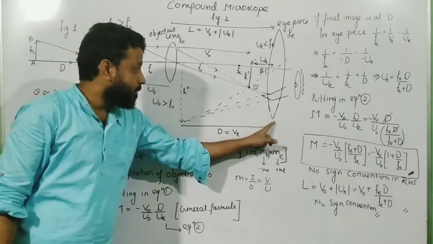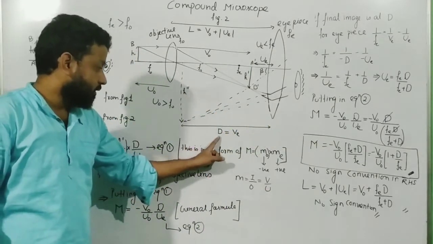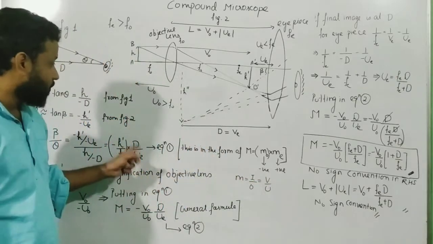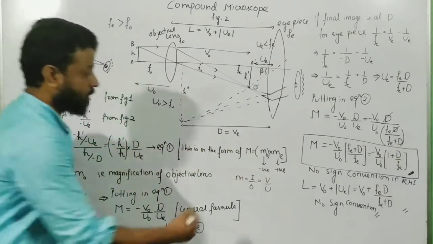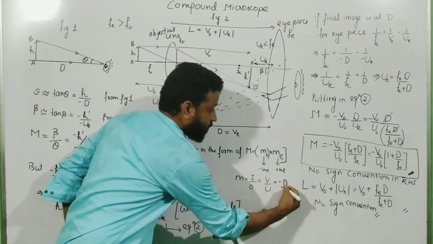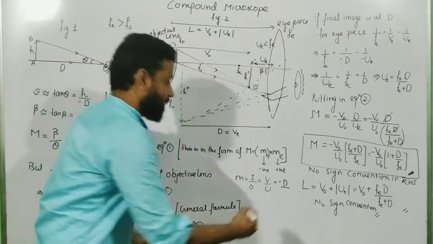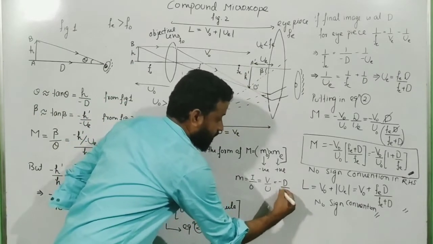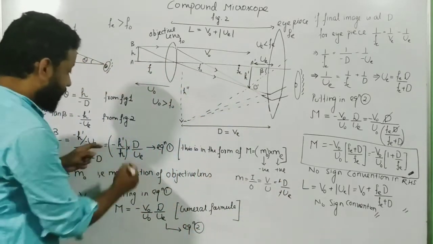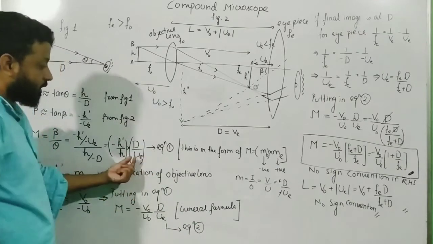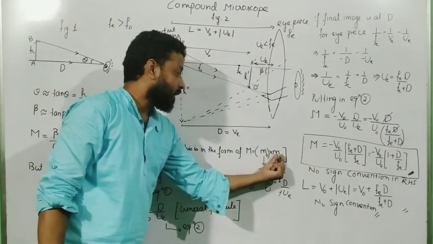What is the final image for the eyepiece? D. So v is d. Okay, you can write minus d also, no issue. So you can write here as minus d also, divided by object distance for the eyepiece, which is ue. Again minus, so minus of ue. Minus minus goes out. So this term d by ue is the magnification produced by eyepiece.